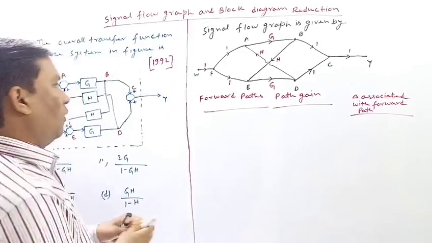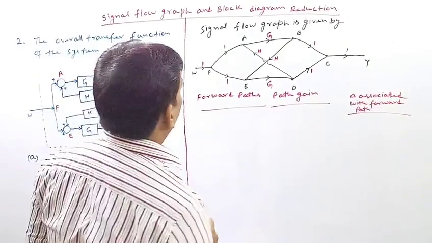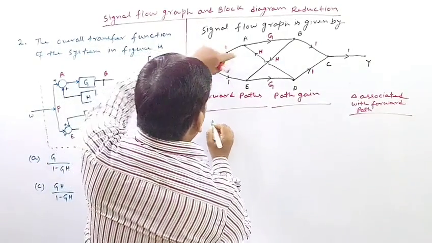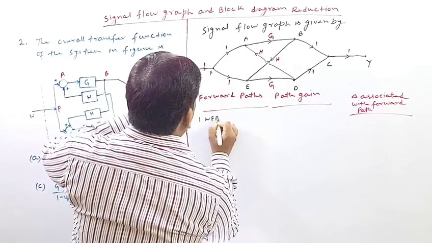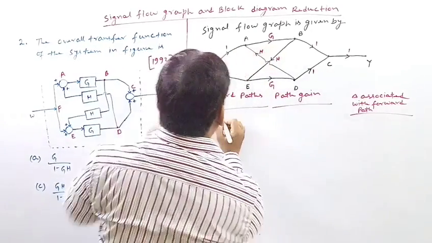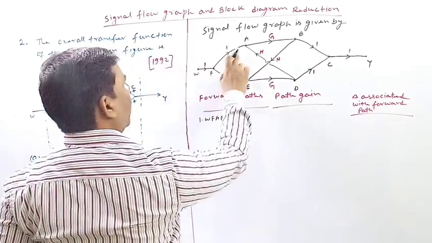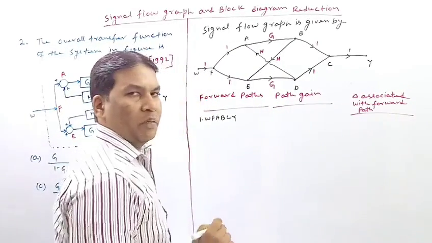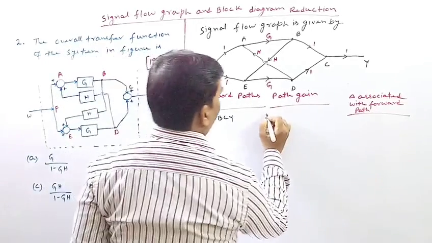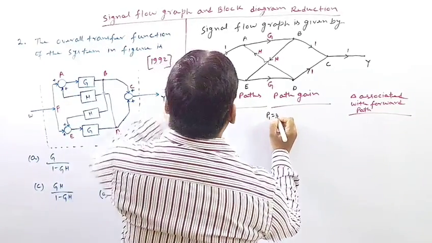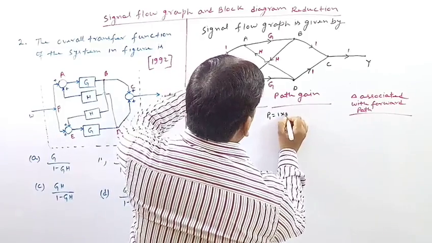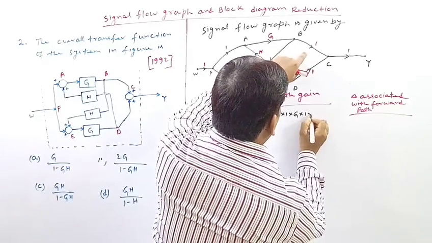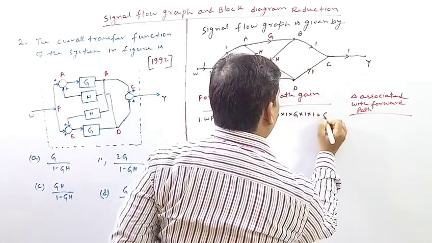Now let us see what are the forward paths. So the first forward path is WFABCY. Let us denote its path gain by P1. So P1 will be nothing but 1 multiplied by G multiplied by again 1 multiplied by 1. So it will be nothing but G.